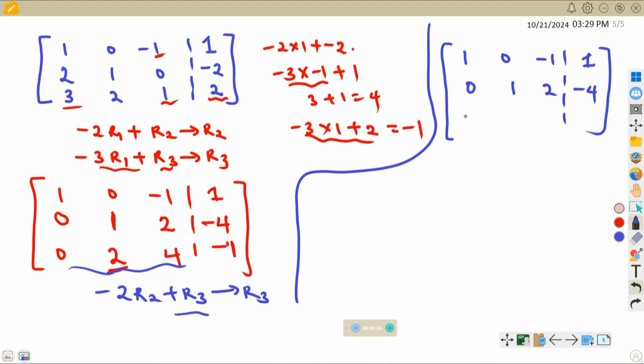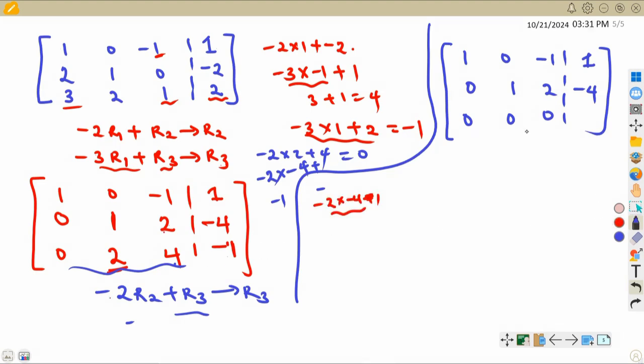Negative 2 in 0 plus 0 is 0. Negative 2 times 1 plus 2 is 0. Negative 2 times 2, negative 2 times 2 plus 4. It will also give us 0. Then this will be negative 2 times negative 4 plus negative 1. So this will be same as 7.